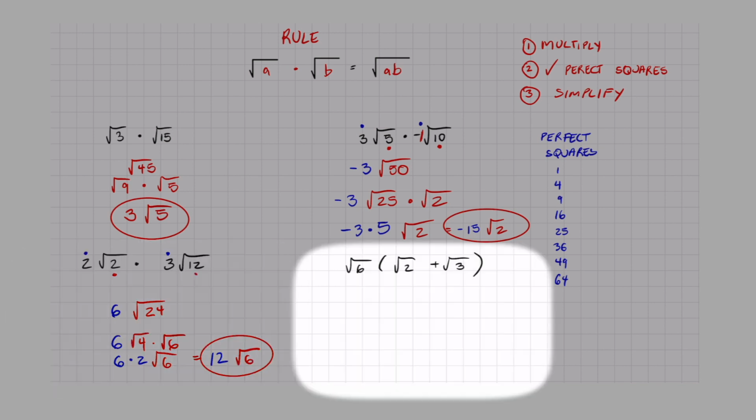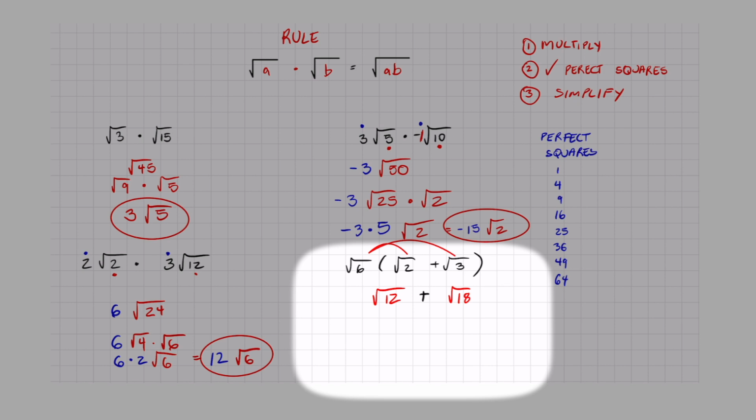One last one. This looks exactly like the distributive property because it is. Square root of 6 times square root of 2. That's the same thing as the square root of 12. And then we do 6 times 3, which is the square root of 18. And this time there's an addition sign in the middle.